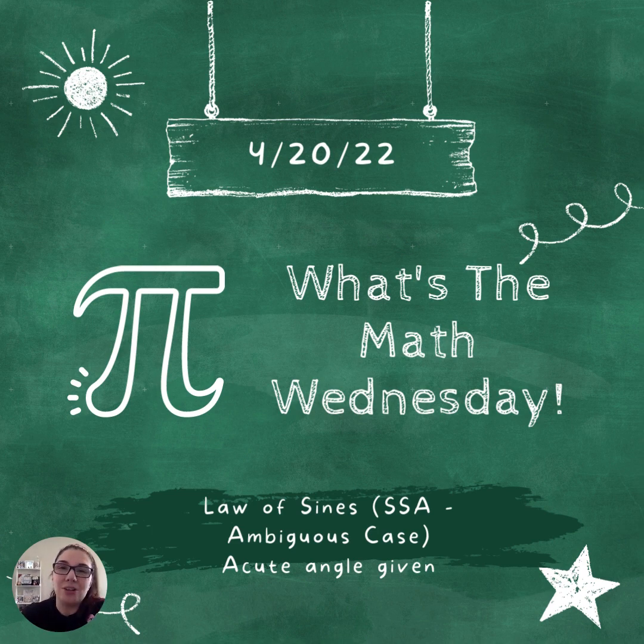Last week we started talking about the ambiguous case for the law of sines, except that last week's case gave us an obtuse angle, and this week we're going to talk about what happens when an acute angle is given.